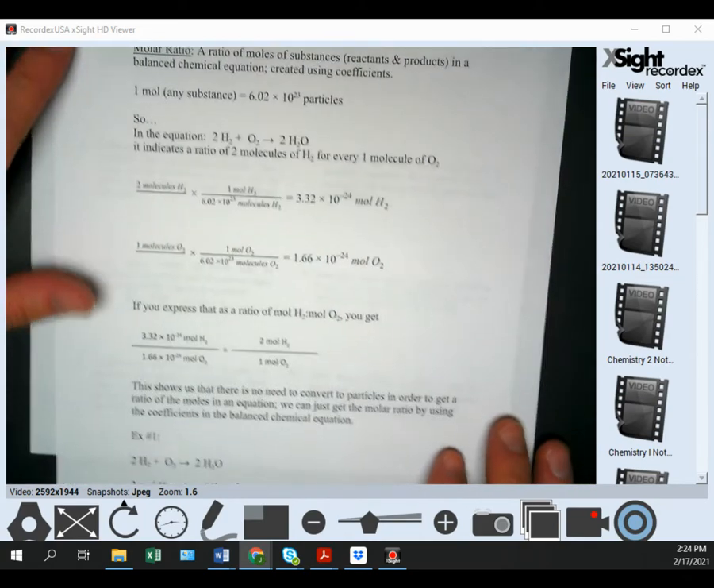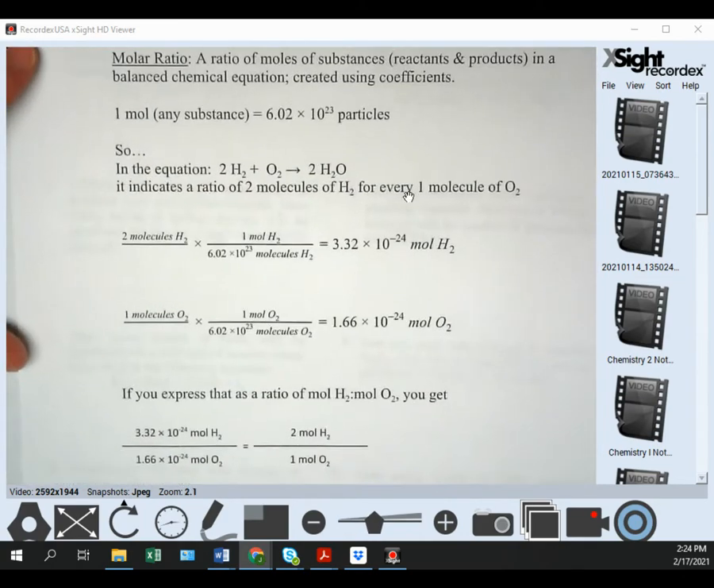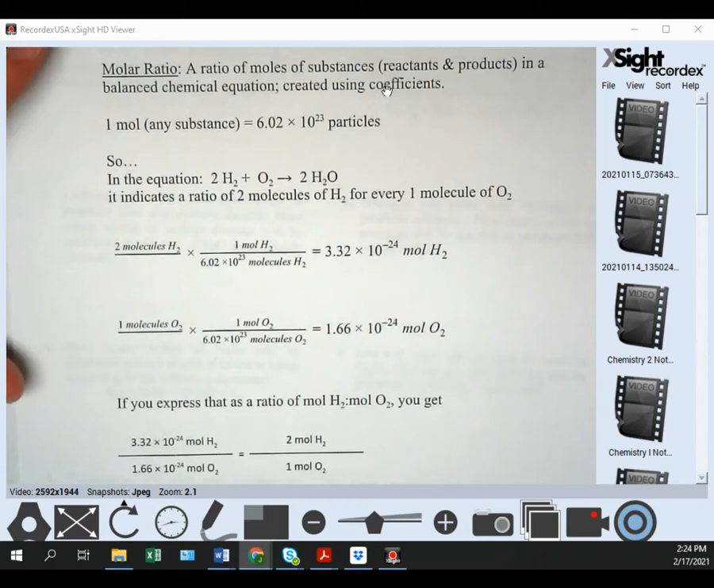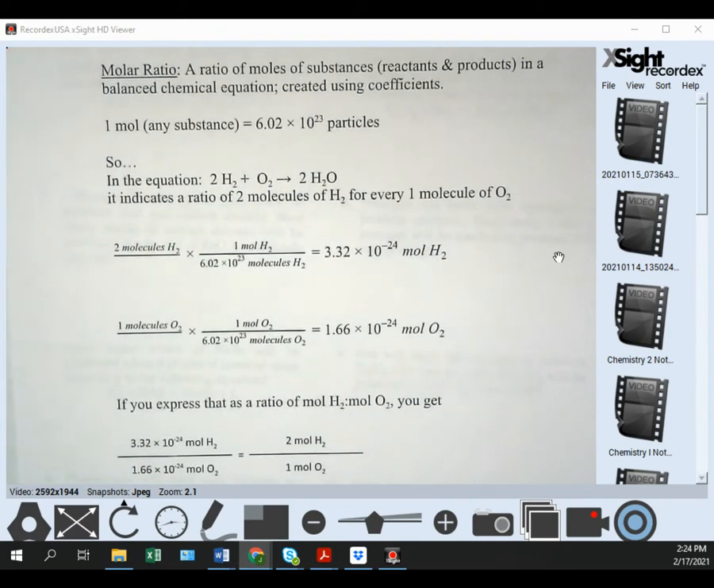The molar ratio is a ratio of moles of substances, reactants and products, in a balanced chemical equation created using coefficients.